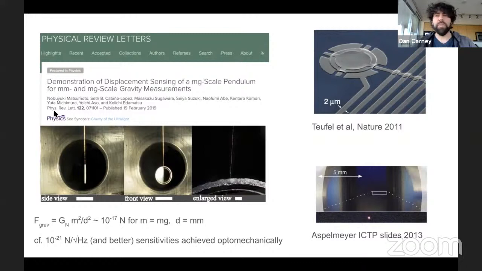So this one, I showed the numbers just to, again, emphasize these scales. So this is an actual device, and what it's designed to do is measure milligram scale objects through gravity at sort of millimeter distances. And numerically, just to give a sense, the Newtonian force at those scales is about 10 to the negative 17 newtons. And these kinds of devices pretty routinely now achieve sensitivities to forces at the level of 10 to the negative 21 newtons per root hertz, which means it takes 1 second to resolve that. So you can actually resolve a force much smaller than that now in these high-level optomechanical systems.